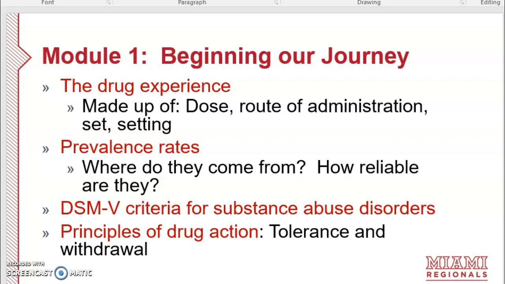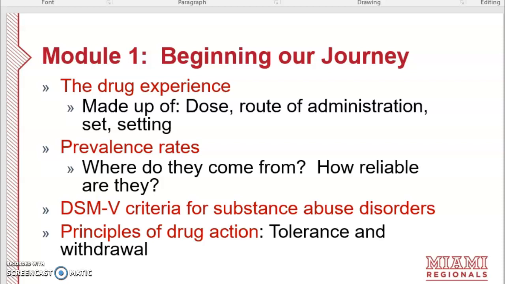Next in the chapters, we'll talk about the drug experience and what affects what people experience when they take drugs. For example, a lot of people find cocaine very rewarding and a very positive experience, but plenty of other people don't like how they feel under the effects of cocaine at all. And so individual factors can affect the way that we respond to drugs. So the drug experience is made up of three main things. Number one is the dose.